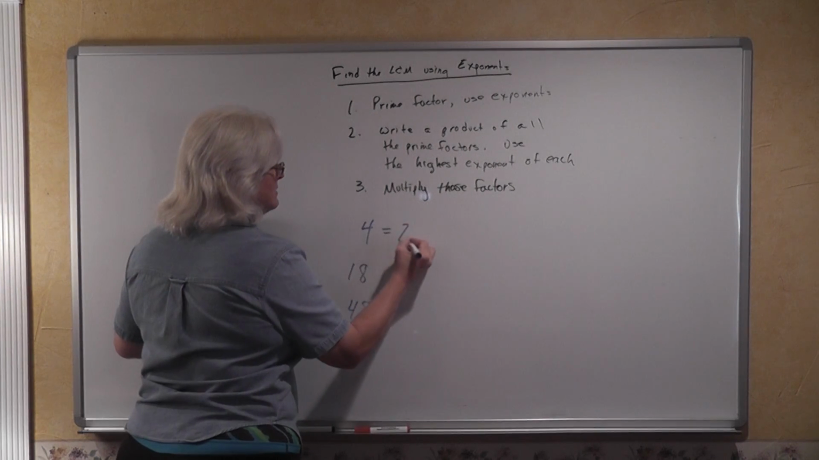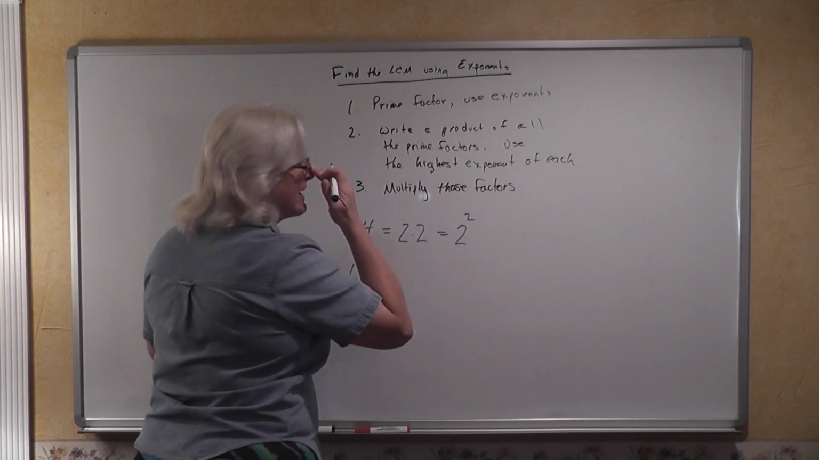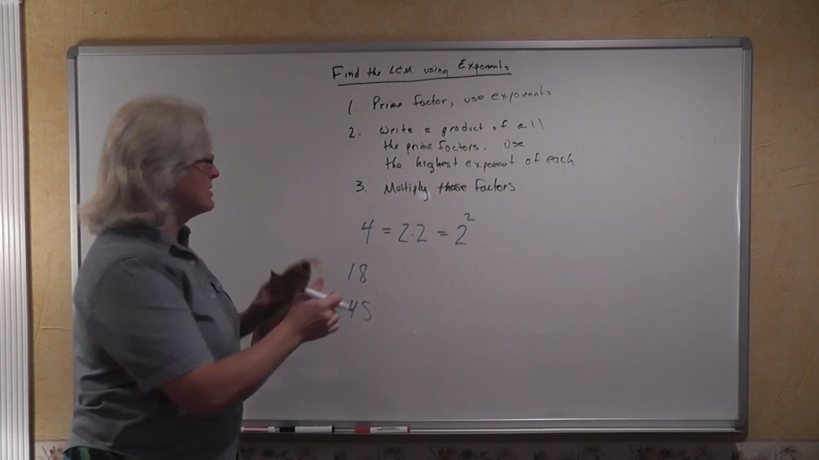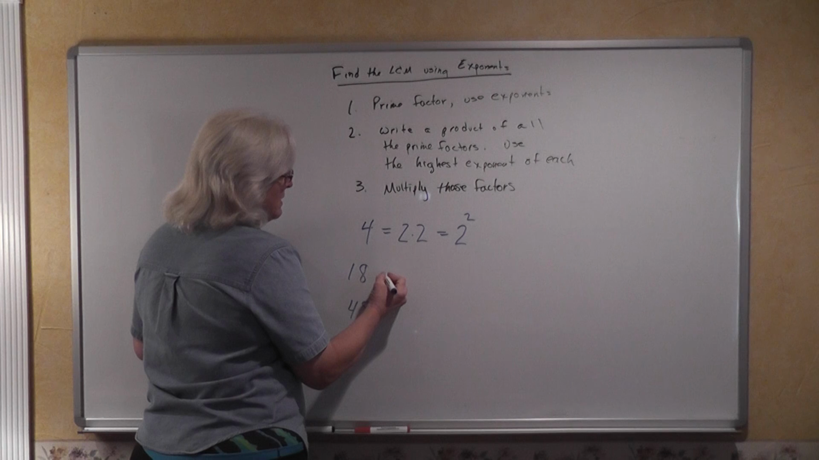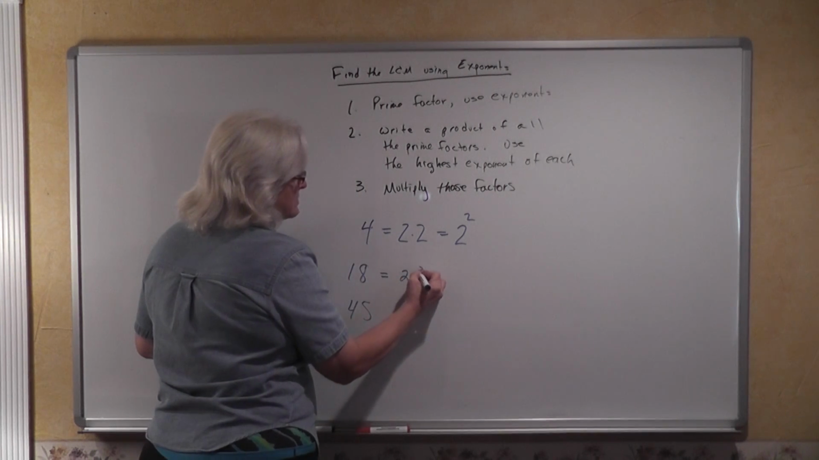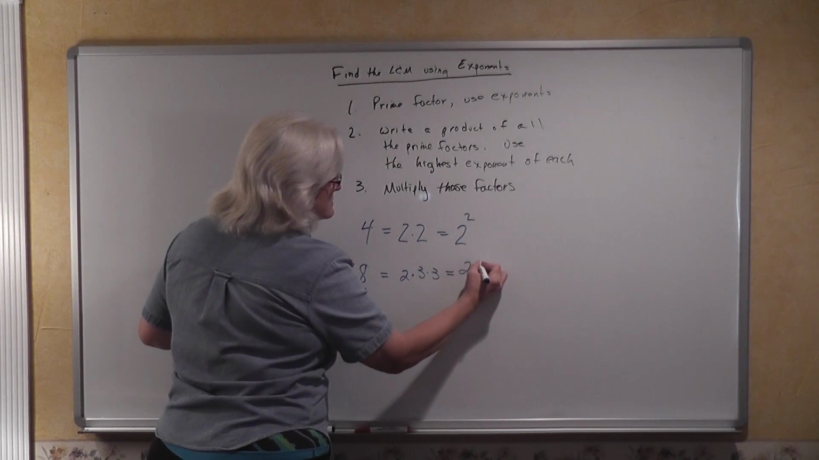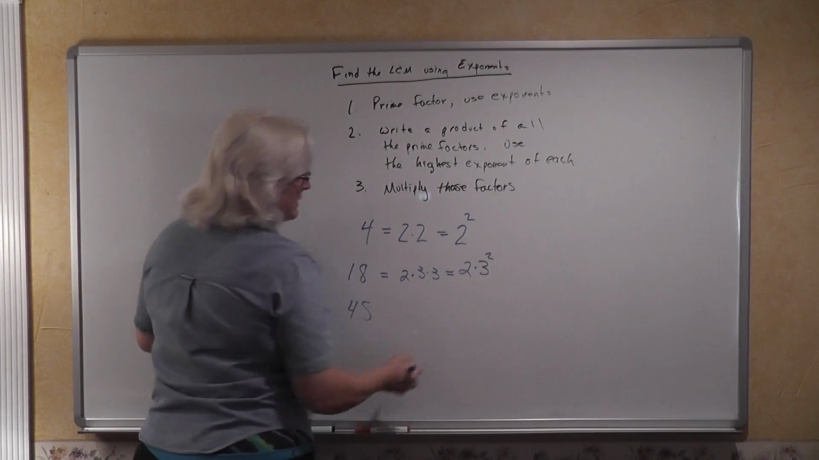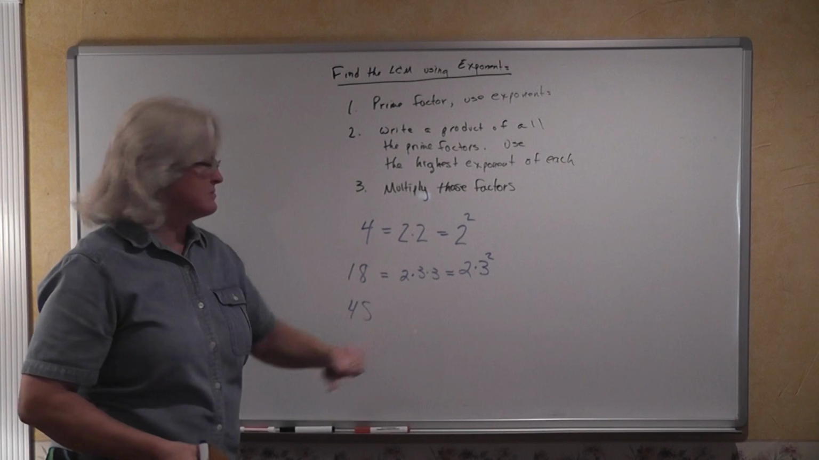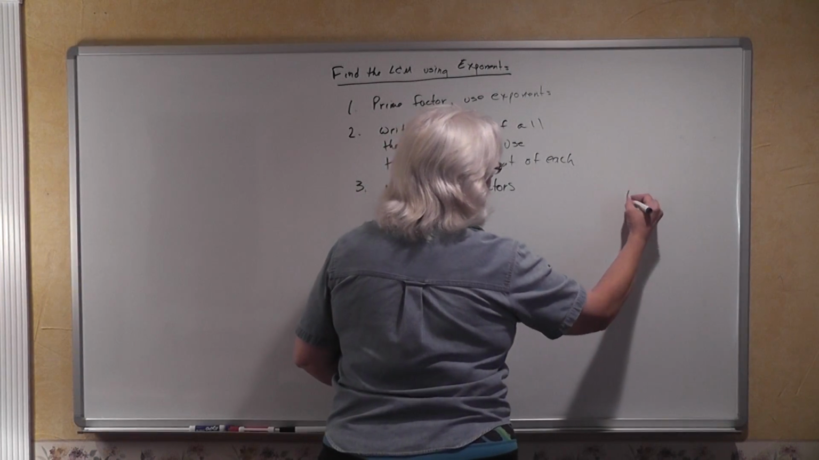4 is easy, isn't it? It's 2 times 2, but we want to illustrate it using exponents. So we have 2 squared. 18, we just prime factored. Reverse the tape if you don't remember that. And that was 2 times 3 times 3, which is 2 times 3 squared. 2 times 3 is 6, times 3 is 18. So 2 times 3 squared. Now we have 45, and that's going to be 3 squared times 5.